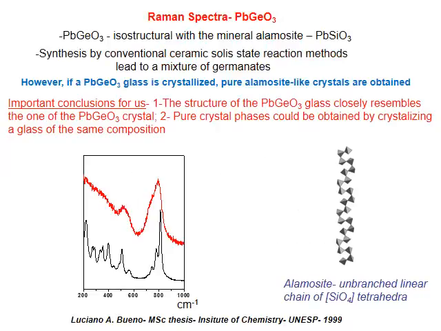These are results obtained in our lab some years ago. Crystalline lead germanate is isomorphous with the silicate mineral alamosite, lead silicate, which is described by unbranched linear metasilicate chains. Some years ago, Luciano Bueno was trying to synthesize lead germanate, pure phase, by classic solid-state reactions.